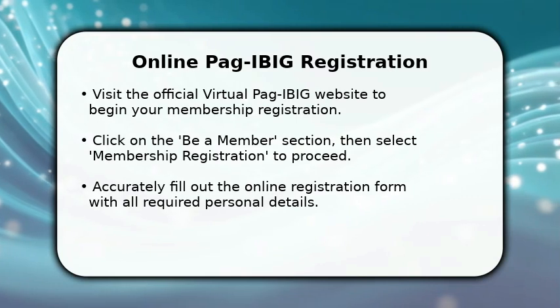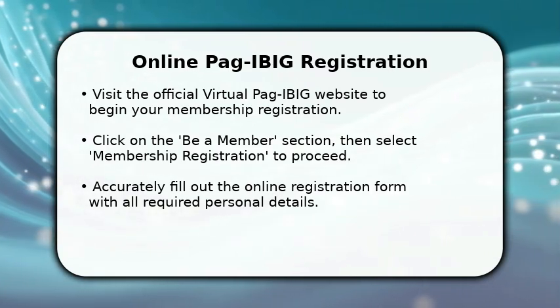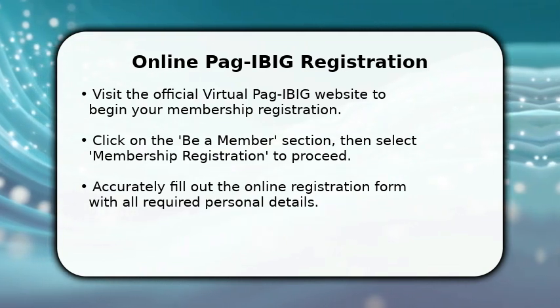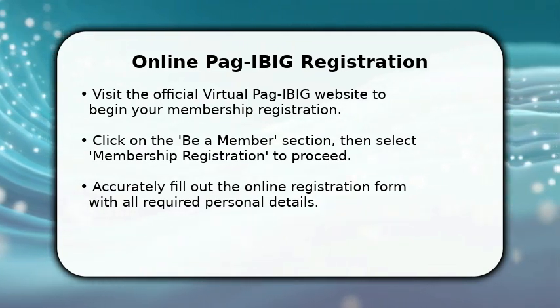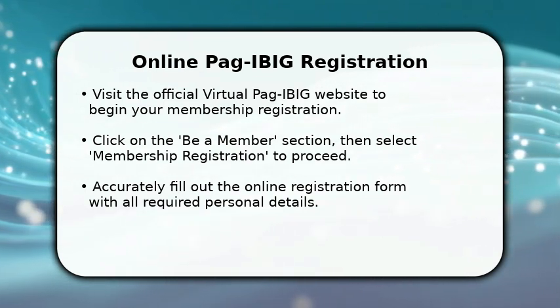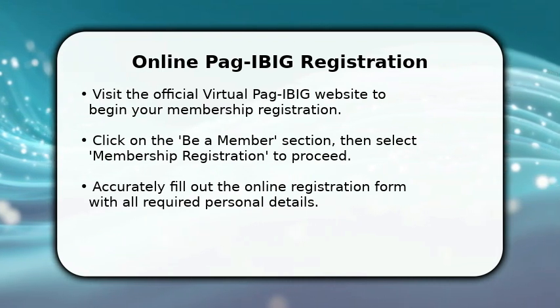In this video, I will explain how to get your Pag IBIG MID number online. First, navigate to the official virtual Pag IBIG website. Look for the Be a Member option and click on Membership Registration. Carefully complete the entire online form with your personal information.